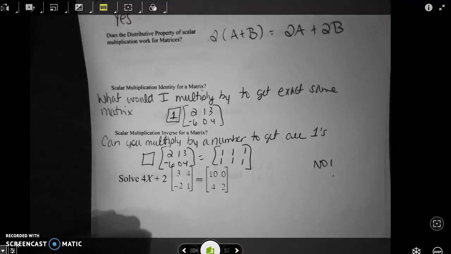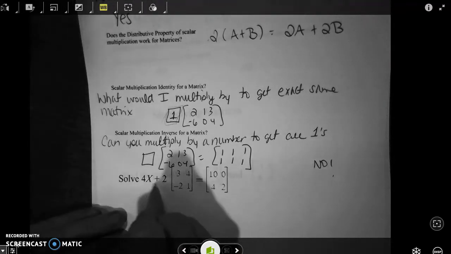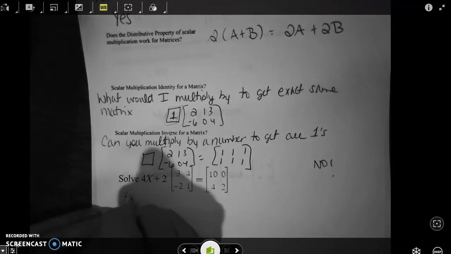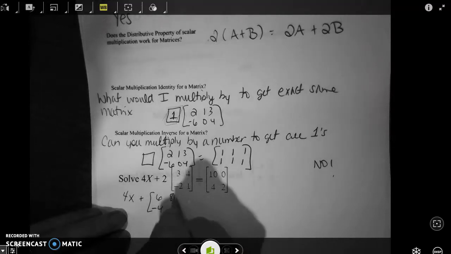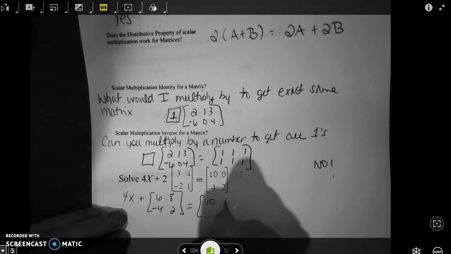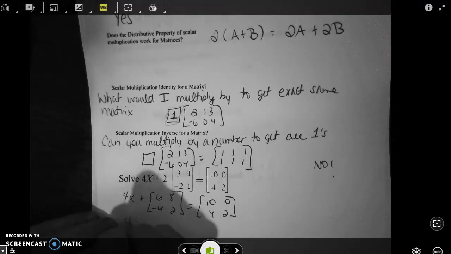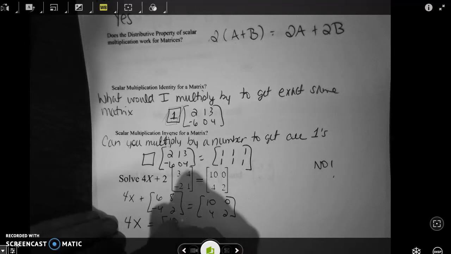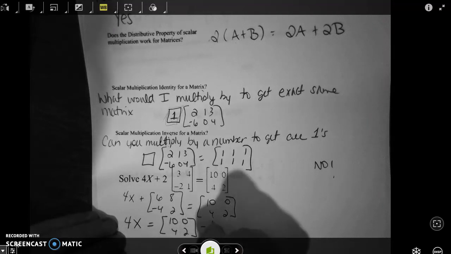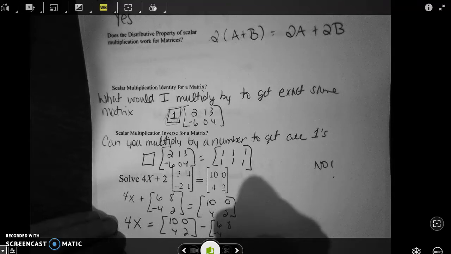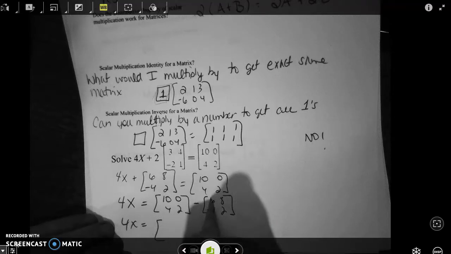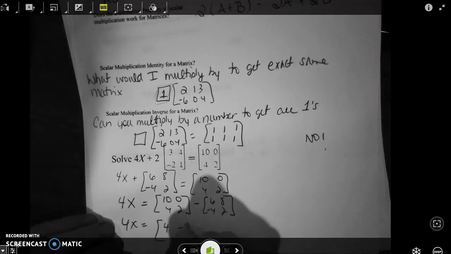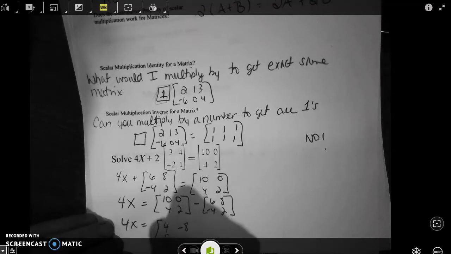All right, our last problem here, we're just solving for matrix X. The first thing I'm going to do is go ahead and distribute this 2. So 6, 8, negative 4, and 2. And then I'm going to subtract the matrix. Be careful about that subtraction sign. So 10 minus 6 is 4. Then a negative 8. 4 minus a negative 4 gives me positive 8. 2 minus 2 is 0.